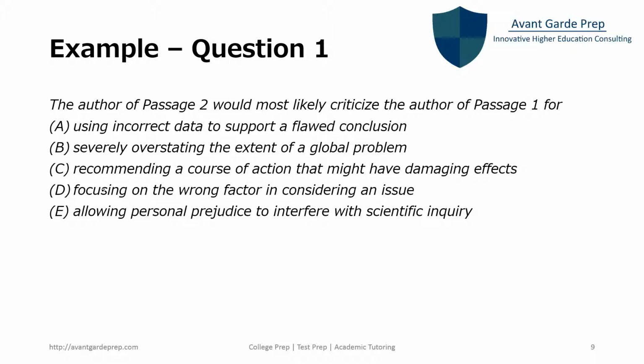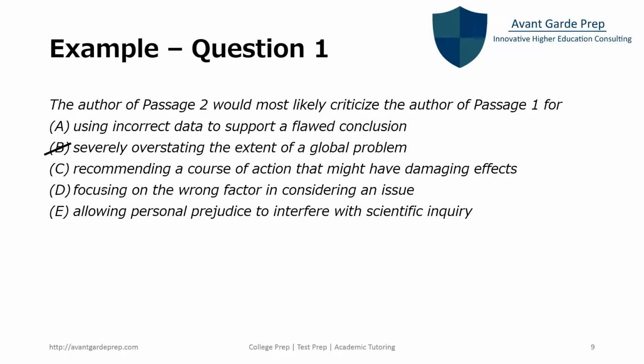Okay, so the first answer choice that we have is using incorrect data to support a flawed conclusion. While passage 2 does not agree with the conclusion that passage 1 states, that land area is the key determinant in figuring out whether we're over or underpopulated, so we'll keep A around for now. B says, severely overstating the extent of a global problem. I don't think this could be right because passage 2 might even say that the author of passage 1 is not overstating the global problem but understating it, because they're saying that the world is underpopulated. So B would not be a good answer for us.